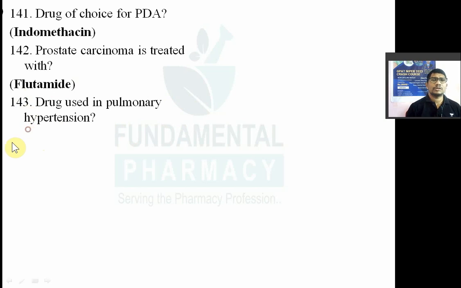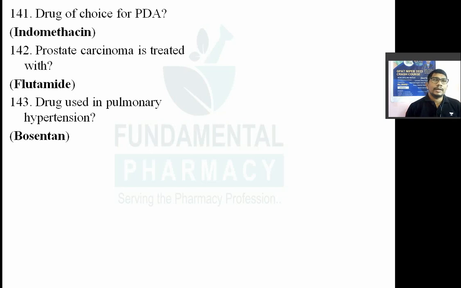So the answer for this question is bosentan, a drug used in pulmonary hypertension. तो ये bosentan क्या होता है? Bosentan is a drug which blocks the interleukin receptor. Interleukins are neurohormones and they are increased in case of pulmonary hypertension. जहाँ पे pulmonary hypertension होता है वहाँ पे interleukin का activity increase हो जाता है.